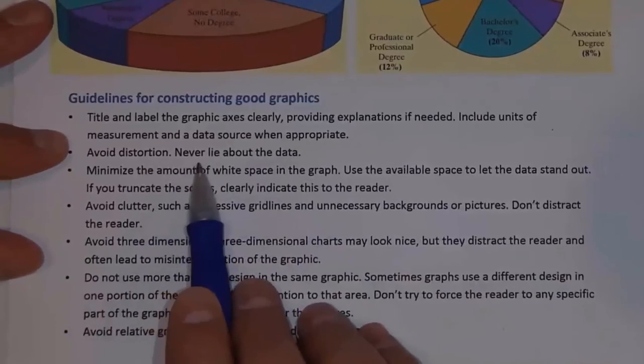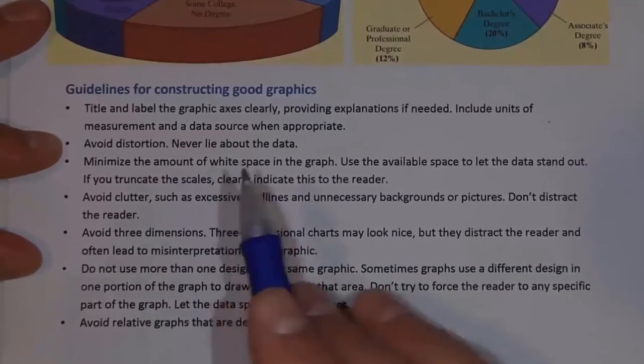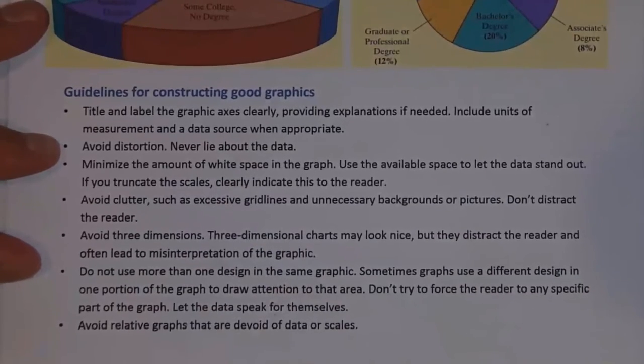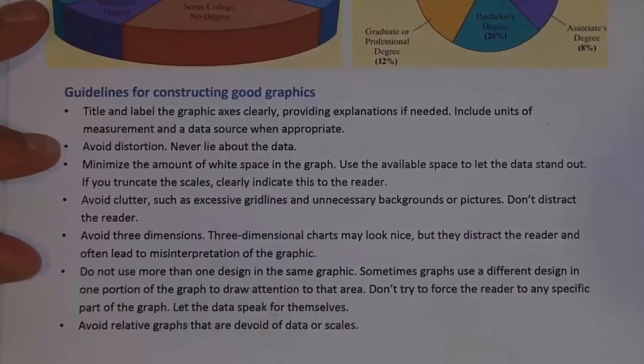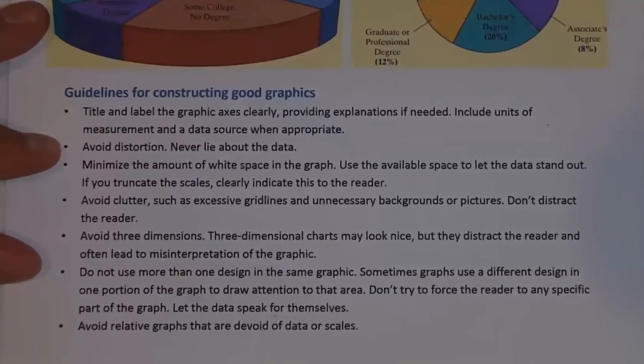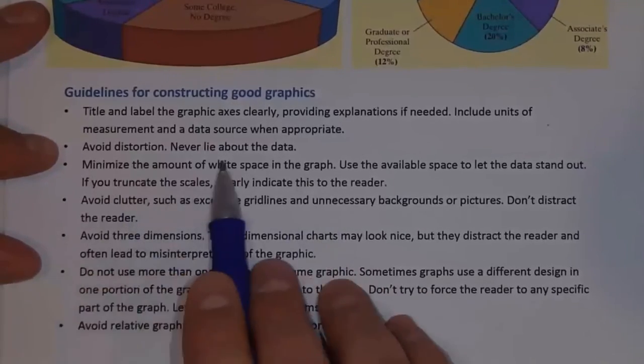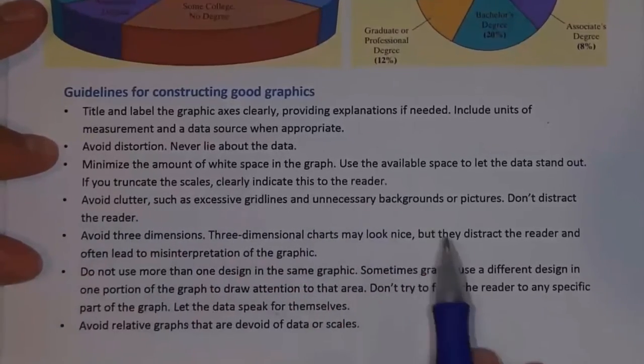Avoid distortion. Never lie about the data, right? That's unethical, and we want to be ethical. More and more, that's becoming a problem. Marketing companies want to sell, and so they will distort things to make it look like you need their product more than maybe you actually do. Politicians distort things so that they can achieve their agenda. And so more and more that's becoming a problem. And so we want to make sure that we have integrity and that we don't distort.